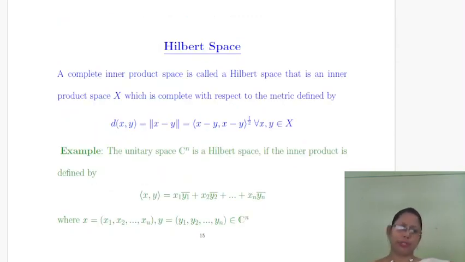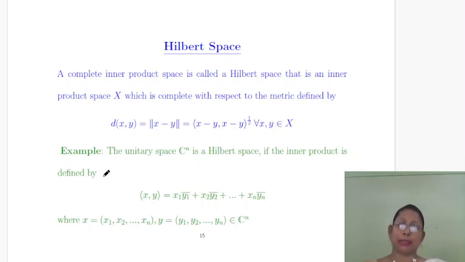Now Hilbert space. A complete inner product space is called a Hilbert space, not a metric space. That is, an inner product space which is complete with respect to the metric given by d(x, y) equal to norm of x minus y, which is equal to inner product of x minus y comma x minus y to the power 1 by 2, for all x, y belongs to X.